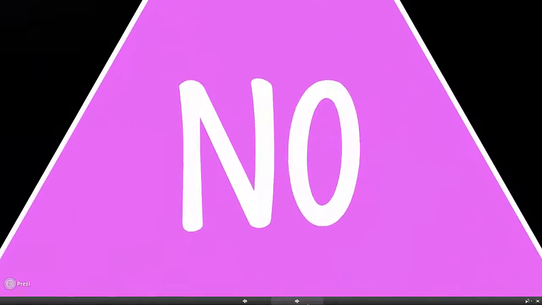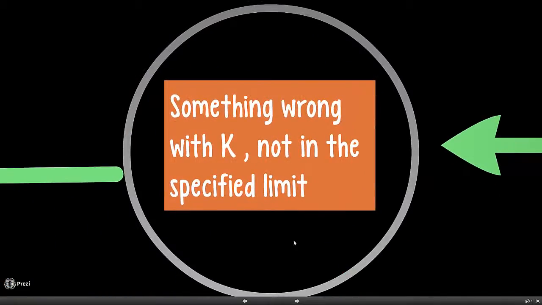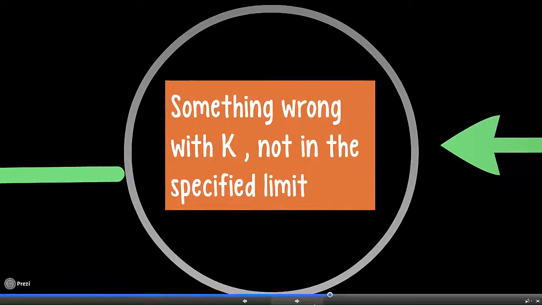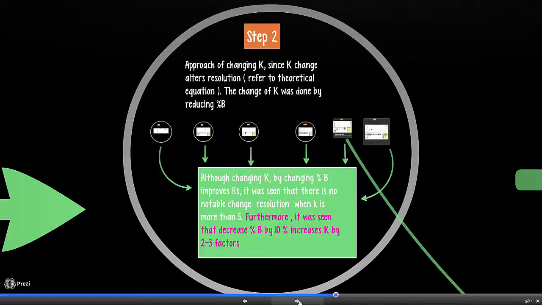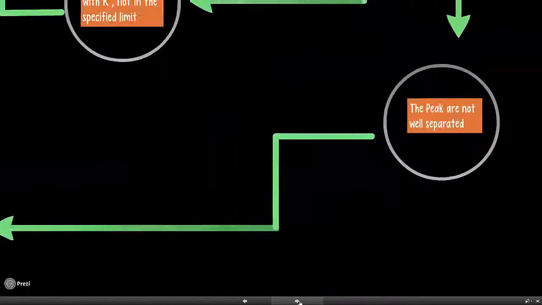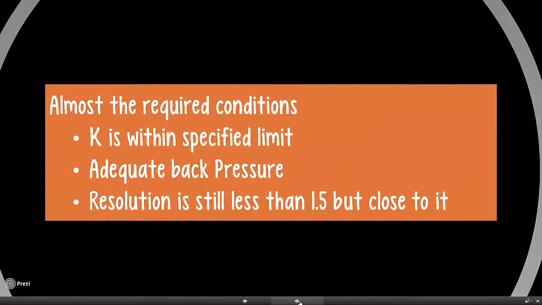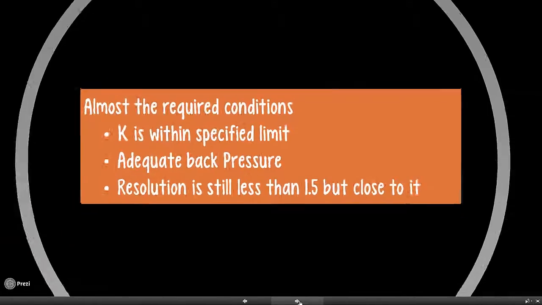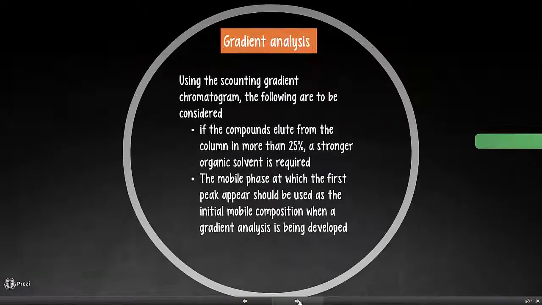However, if they are not met, we ask ourselves what's wrong. If K is not in the specified limit, then we change K by decreasing percentage B. Or if the peaks are nowhere near separate, we change selectivity. And if K is good, back pressure is good, but resolution is still less than 1.5 but close to it, we then change efficiency.